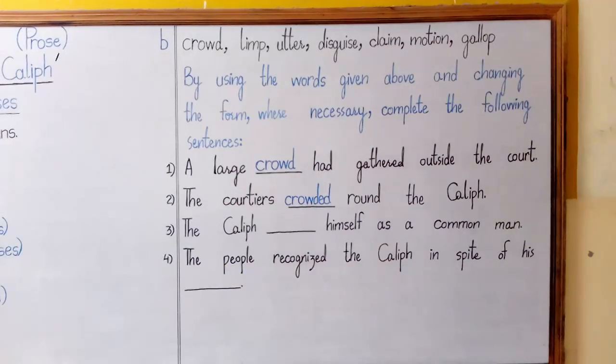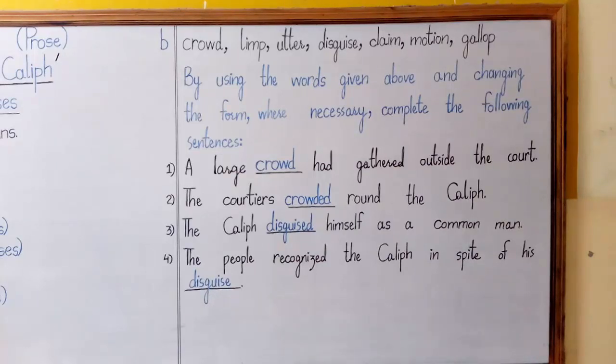Yes, the word disguise will be used here in this blank too, but see how they are used. Now you can see the caliph disguised himself as a common man. Here we are using disguise as verb and in past form of disguise. The people recognized the caliph in spite of his dash. Here we are using disguise as a noun.